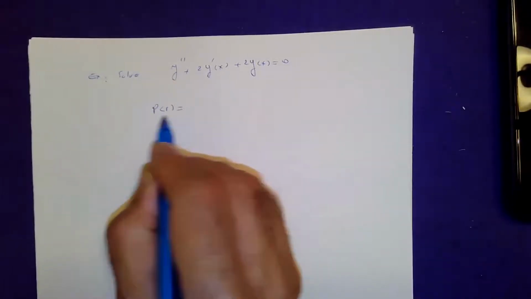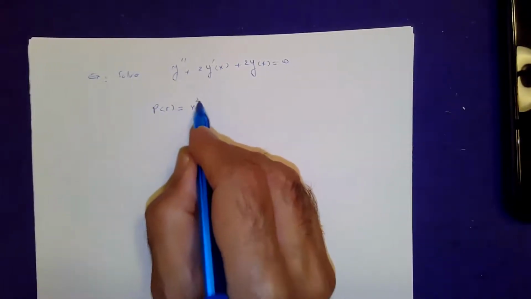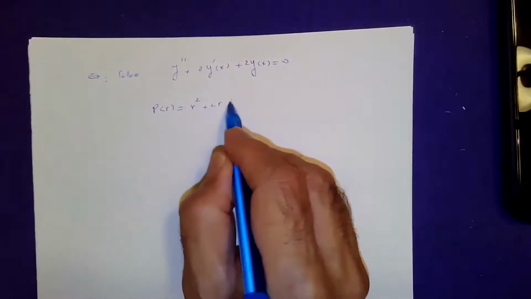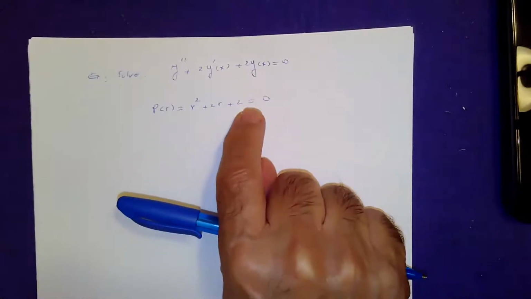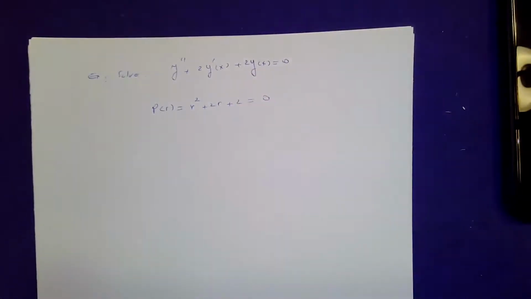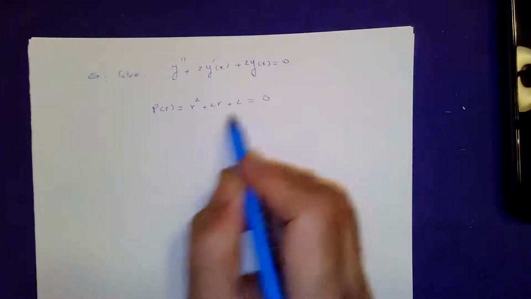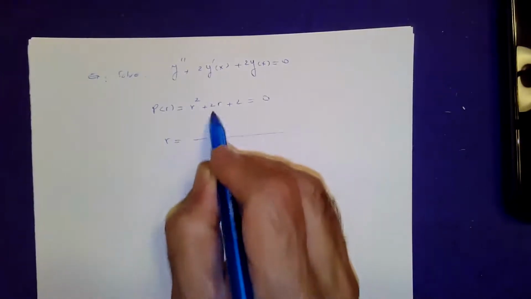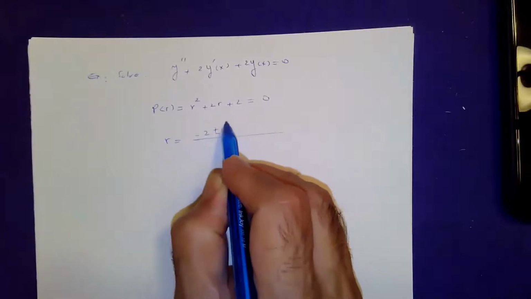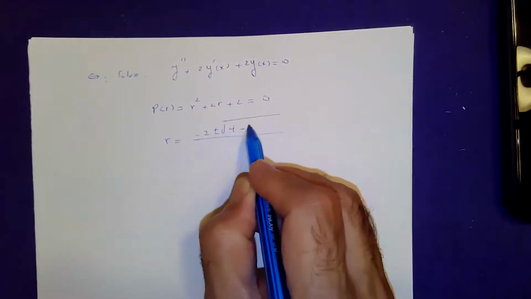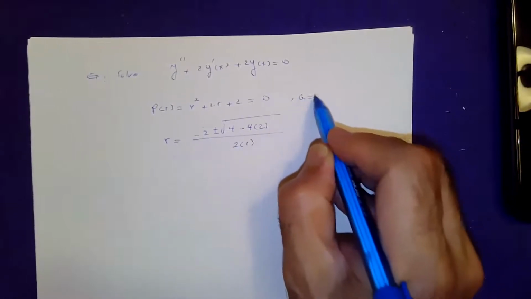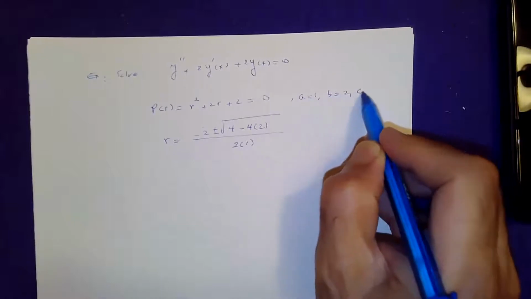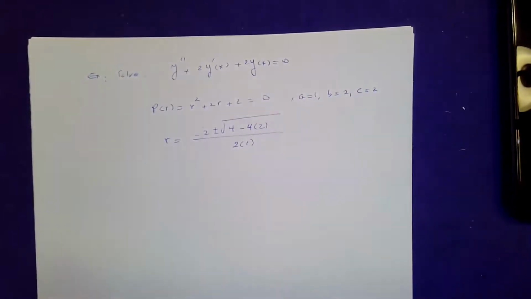So now, the auxiliary polynomial, you can write this by inspection. What is the auxiliary polynomial? r squared plus 2r plus 2. Notice the y factor doesn't have an r in it. Okay, so factor this. It's not factorable, so you use the quadratic formula. What is it? Minus 2 plus or minus the square root of 4 minus 4 times 2, over 2 times 1. Why? A is 1, B is 2, C is 2 in the quadratic formula.